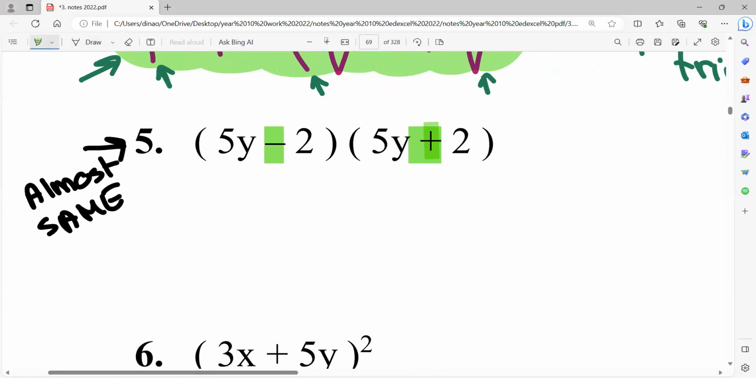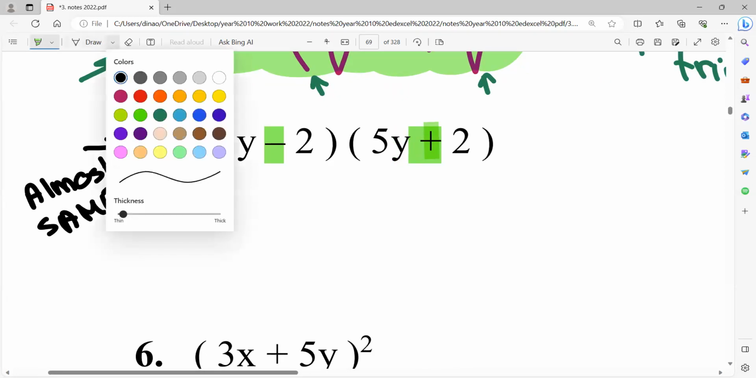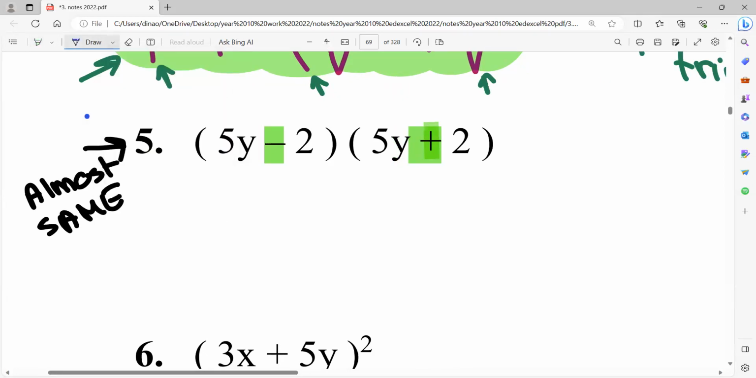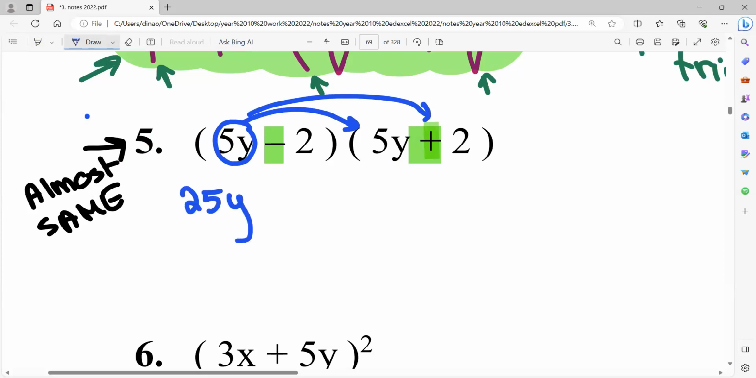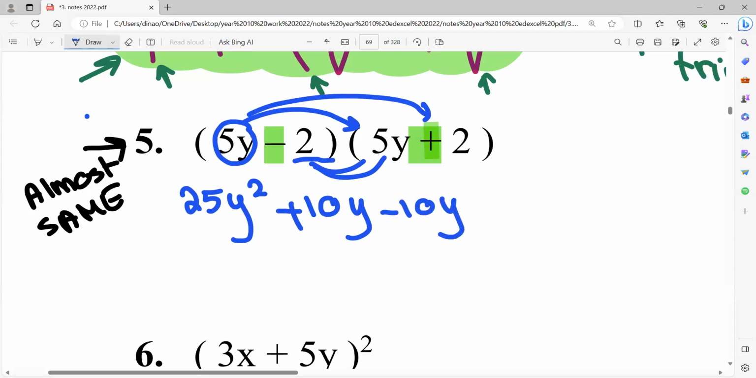Okay, so am I still allowed to use the same procedure? Yes, definitely, which is taking the first term, multiply here, multiply there. So 5y times 5y, or 5 times 5, 25, y times y, y squared. 5y times 2 is positive 10y. And then you take the second term, multiply here, multiply there. Negative 2 times 5 is negative 10y. Negative 2 times positive 2 is negative 4.